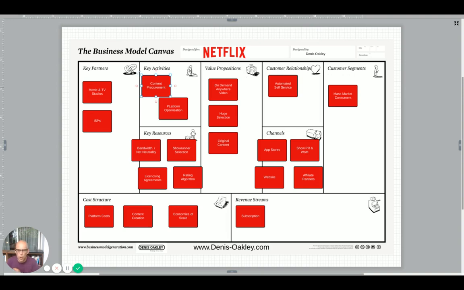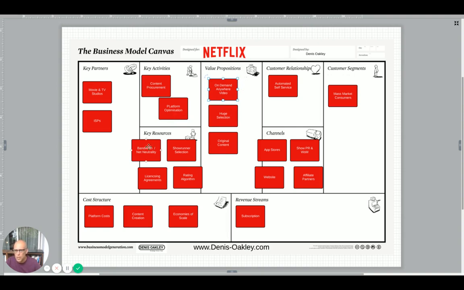So, for example, buying access from Disney, buying access from HBO, buying access from Sony and their huge library of films and shows. And of course, then you've got the platform optimization that enables this huge selection of original content to actually be delivered to any device anywhere.